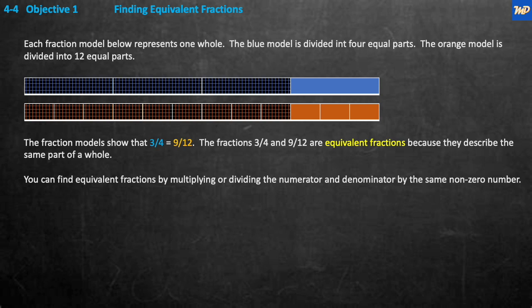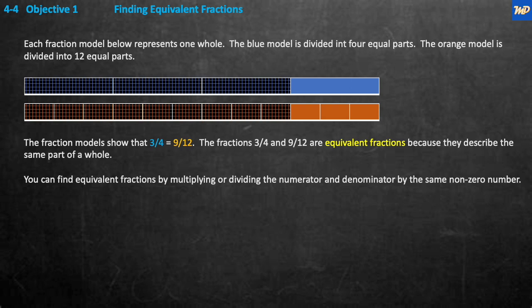So what are equivalent fractions? Each fraction model below represents one whole item. The blue model is divided into 4 equal parts. The orange model is divided into 12 equal parts. Take a look at them. You can see the 12 parts and the 4 parts. The fraction models show that 3/4 is equal to 9/12.